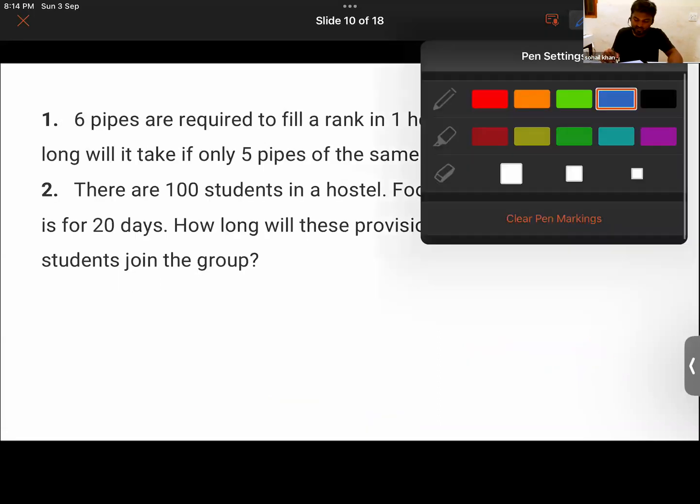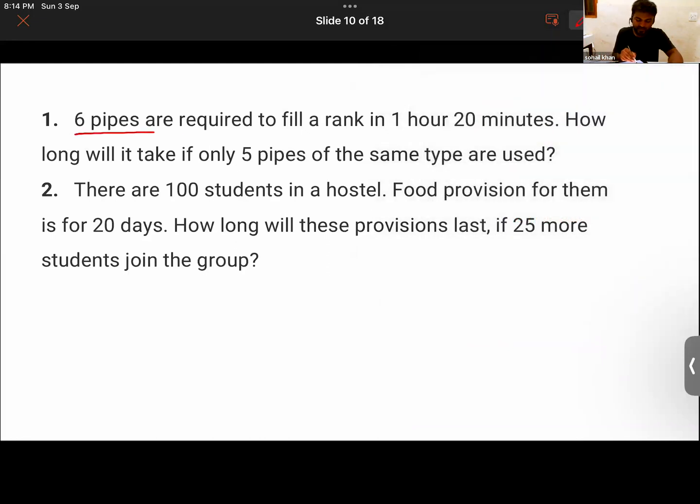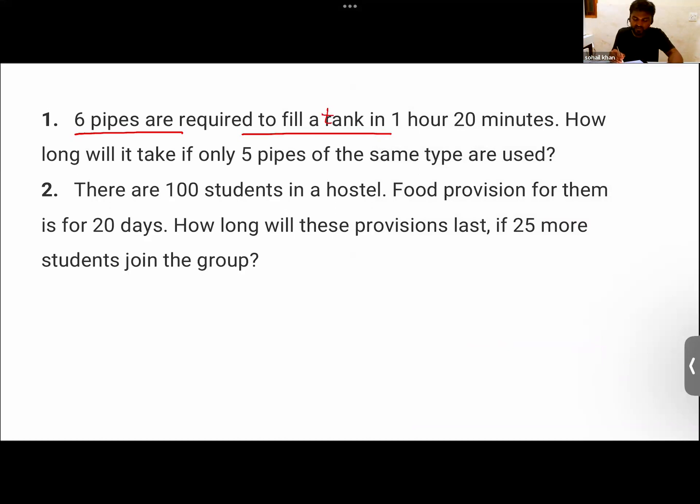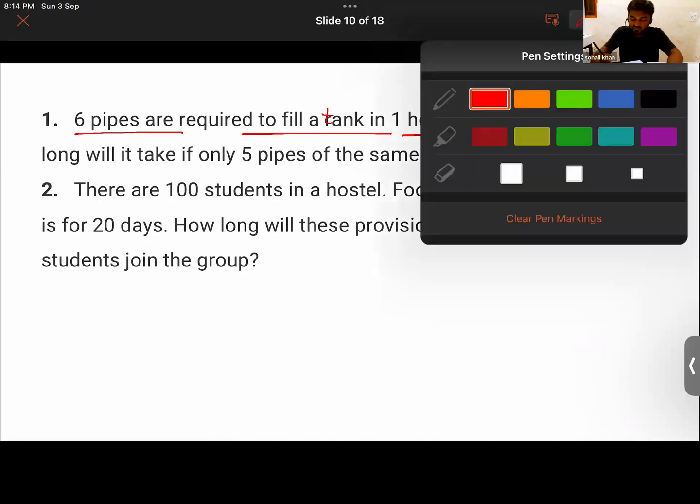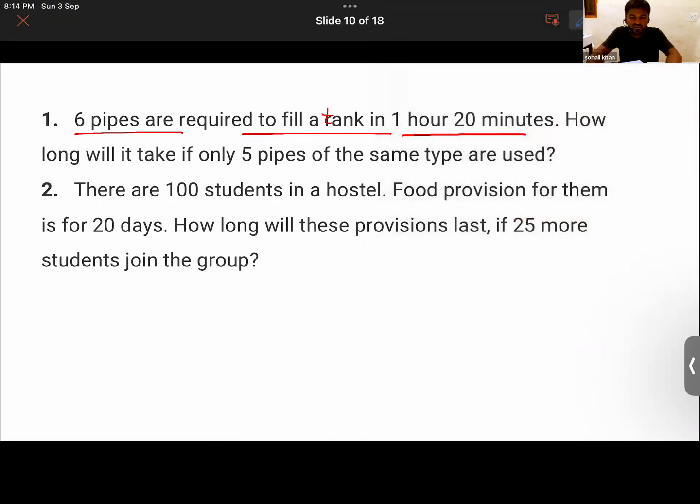Now take another question. If 6 pipes are required to fill a tank in 1 hour 20 minutes, how long will it take if only 5 pipes of the same type are used? Interesting question. Give it a try, and then we will be discussing it. Yes, the first one, right? Yeah, first one.